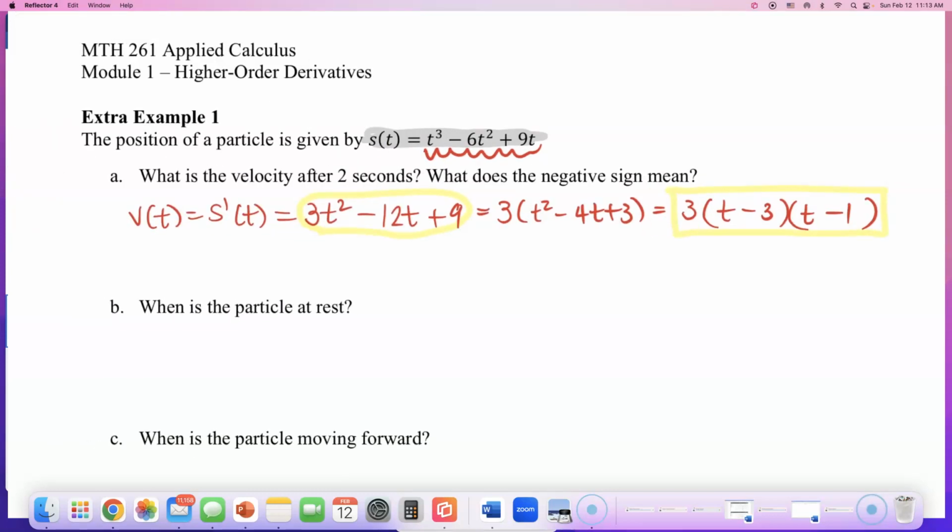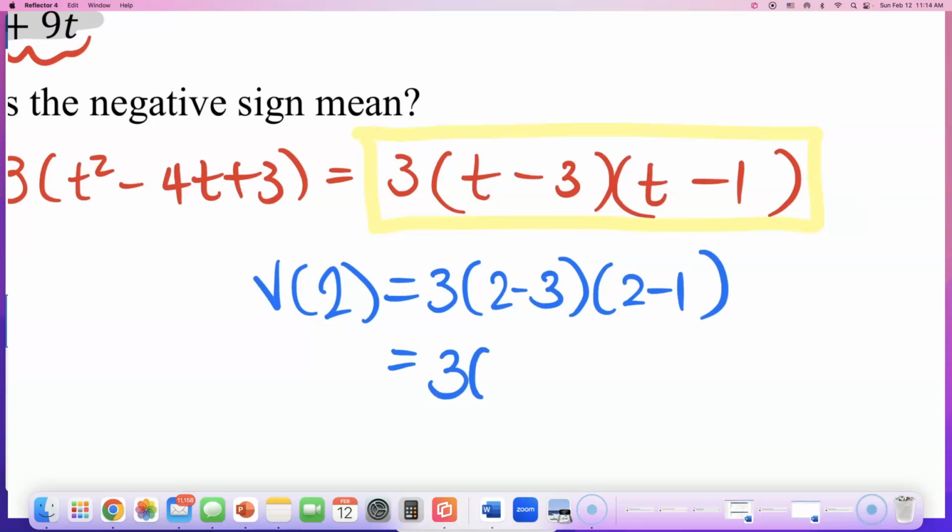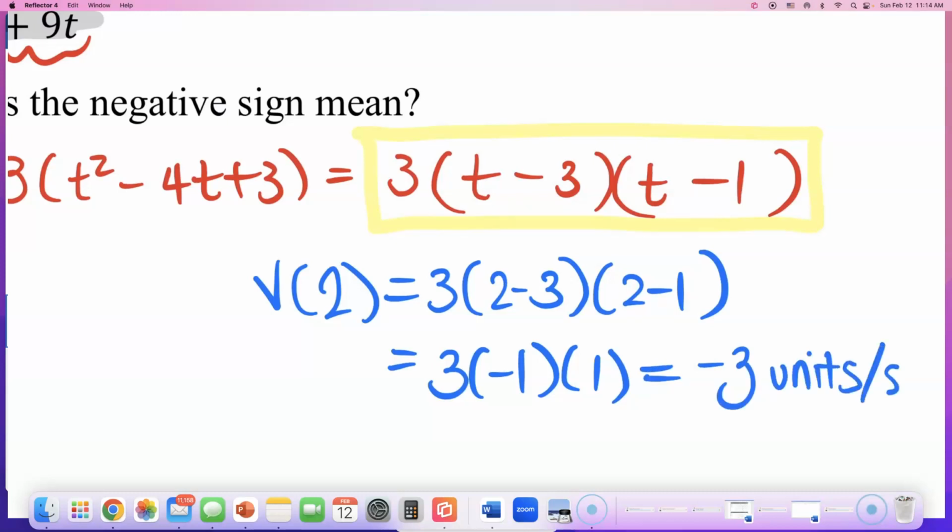Same thing. All right, they want us to find the velocity after 2 seconds. So what I need to do is plug 2 into this velocity function. If you have a calculator, you can plug that in, but I don't want to multiply big numbers. I'll just plug it into this factored out version. So I'll do 3 times 2 minus 3 times 2 minus 1. So I get 3 times negative 1 times positive 1. The velocity after 2 seconds comes out to be negative 3 units per second.